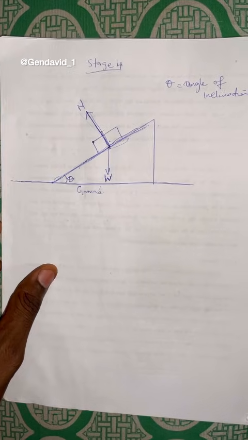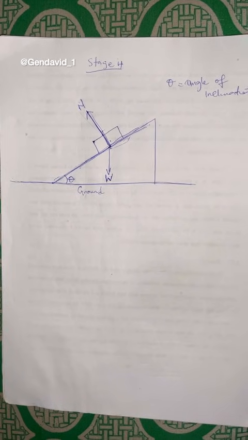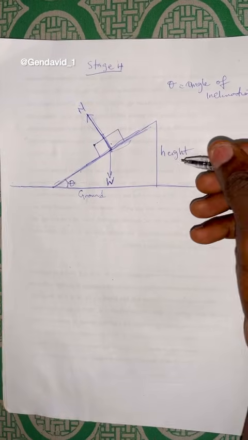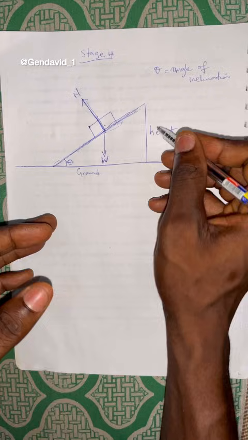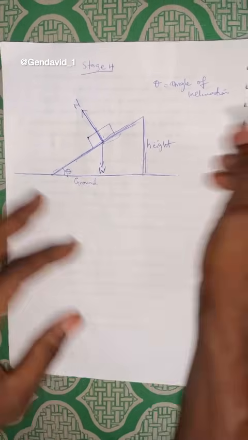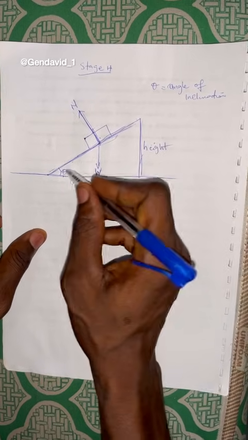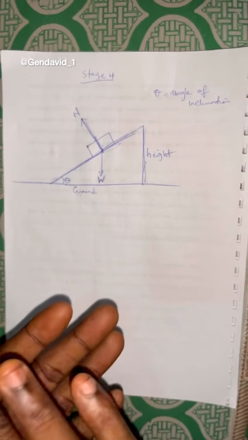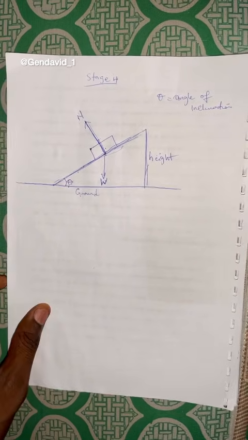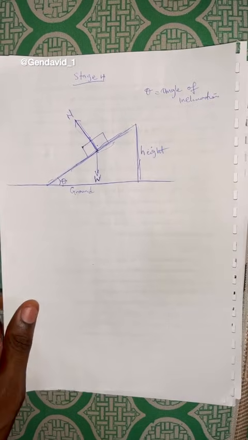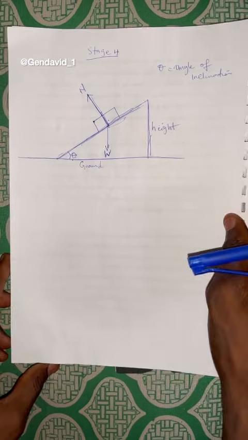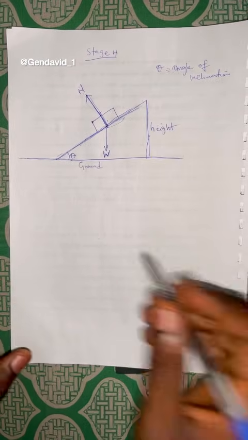So for this case, this is stage 4. In this stage 4, you can see that this place is the height of the plane. This place will serve as the height of the plane. This is the theta, that is the angle of inclination. That is the angle that determines the height of the object placed on the inclined plane. The angle of inclination is the angle of the inclined plane. Now, since we've gotten the normal force and the weight, let me proceed.